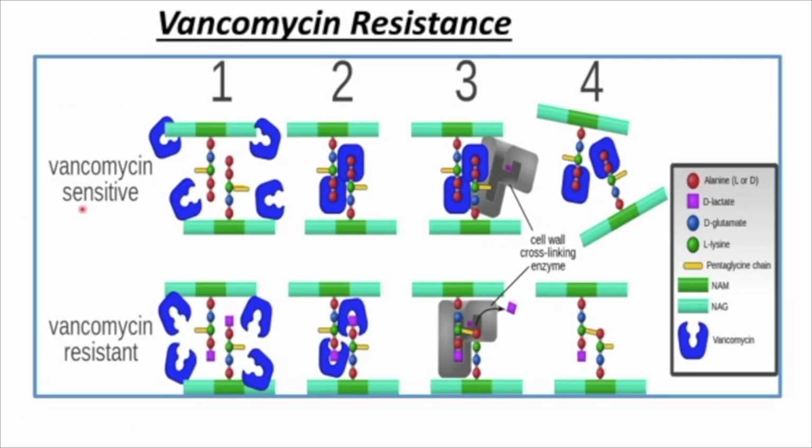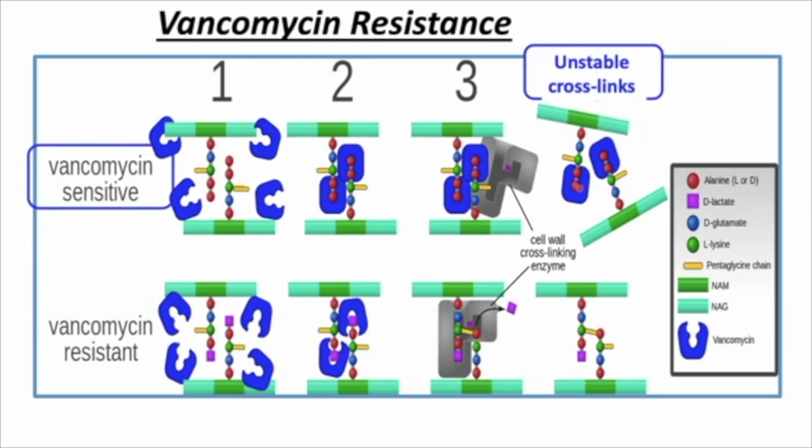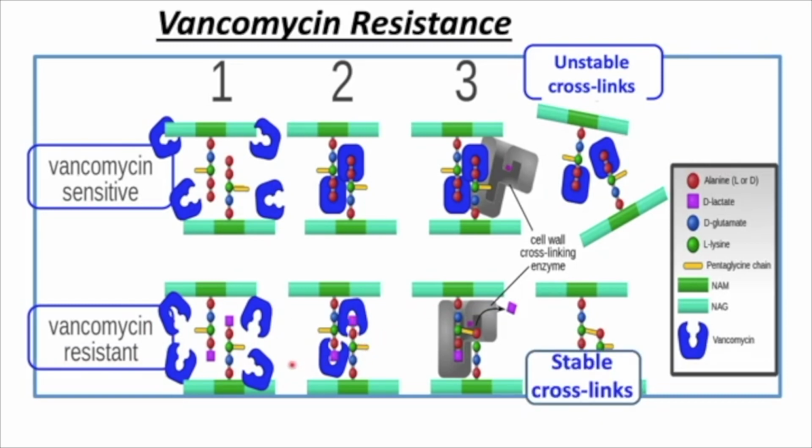Shown diagrammatically, vancomycin-sensitive cells, when treated with vancomycin, produce unstable cross-links, and that's how vancomycin kills these bacteria. Whereas vancomycin-resistant cells have this mutation that produces stable cross-links. Thus, the bacteria are resistant to vancomycin.